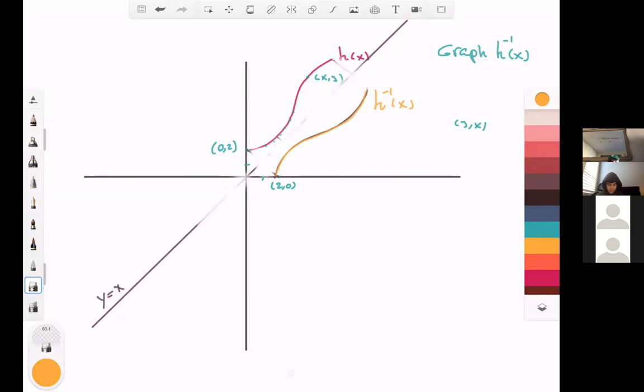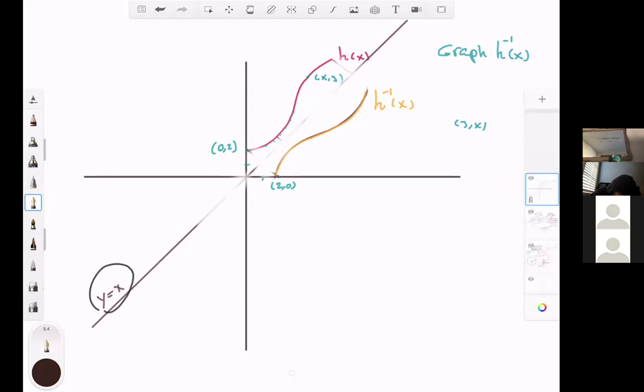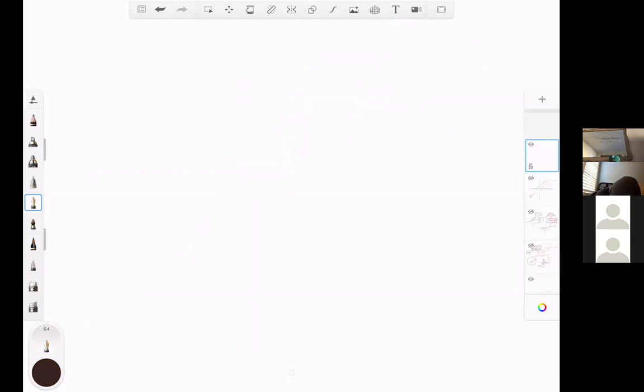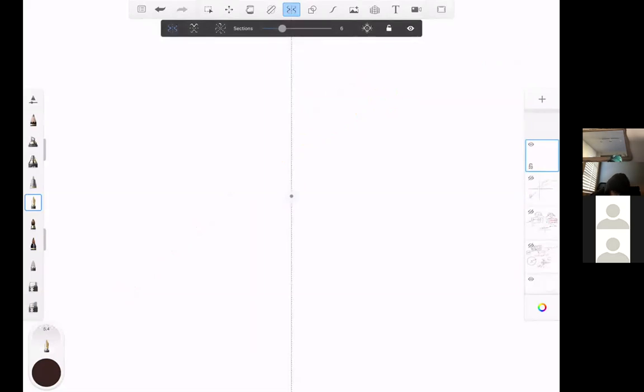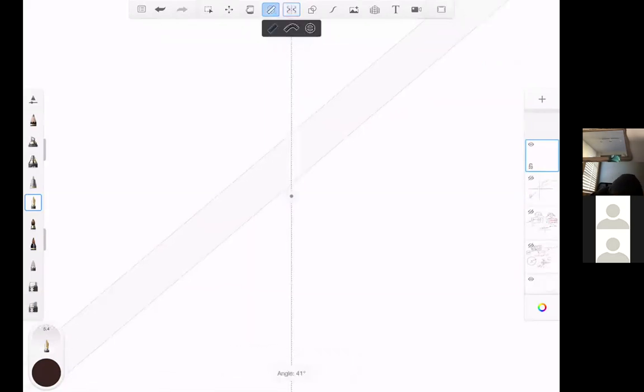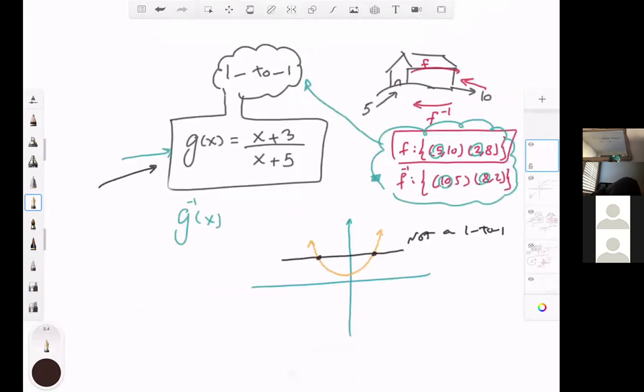So we learned two techniques. If I give you a set of points, you switch x and y. If I give you a graph, you reflect it over the y equal to x line. So are we okay with this? So now go back to this question.